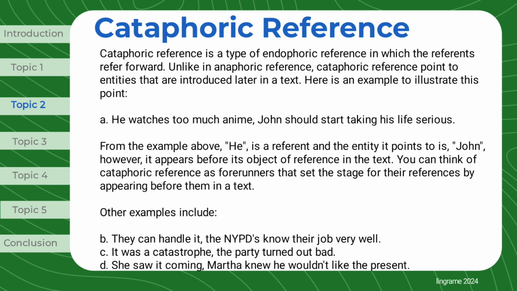From the example above, he is a referent and the entity it points to is John, however, it appears before its object of reference in the text. You can think of cataphoric reference as forerunners that set the stage for their references by appearing before them in a text. Other examples include, they can handle it, the Nips know their job very well. It was a catastrophe, the party turned out bad. She saw it coming, Martha knew he wouldn't like the present.